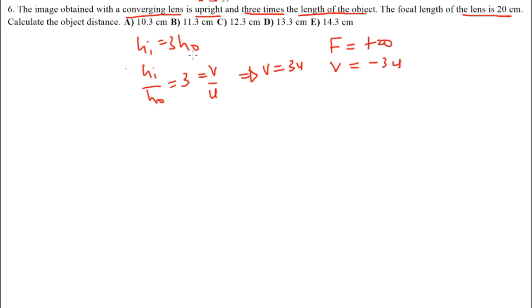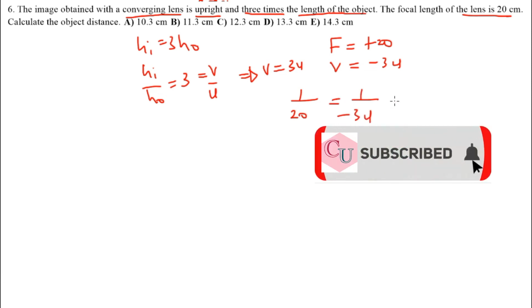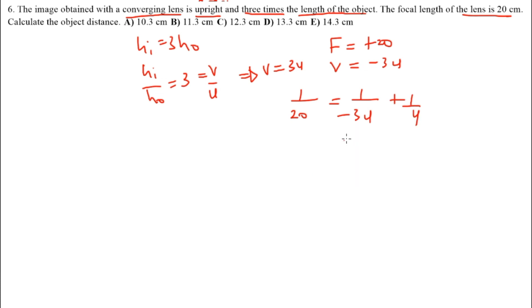So if I use my formula, 1 over f, which is 1 over 20, is equal to 1 over v, that's 1 over minus 3u, plus 1 over u. So by LCM, I can have 3u as my LCM, or minus 3u, which will be 1 minus 3, which will be minus 2 upon minus 3u.